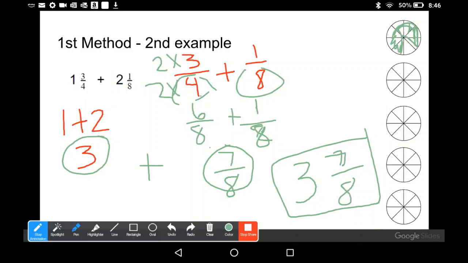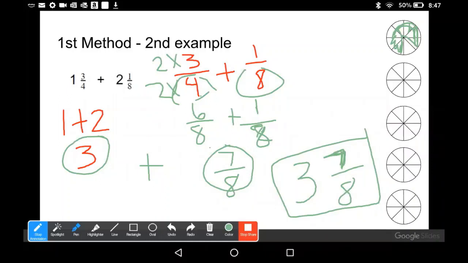Okay, 3 and 7/8. Okay, so it was a little bit easier because you didn't have to convert that improper fraction at the end. Okay, I got one more example for this one. Like I said, you can rewind these and look at them again, pause the video, make sure it makes sense, do the example with me.